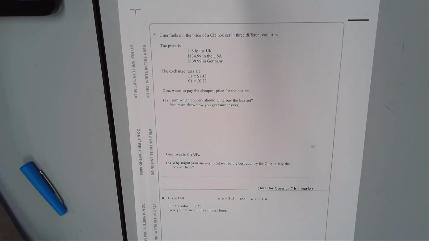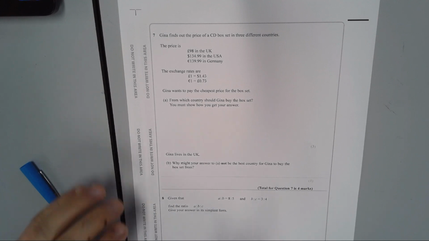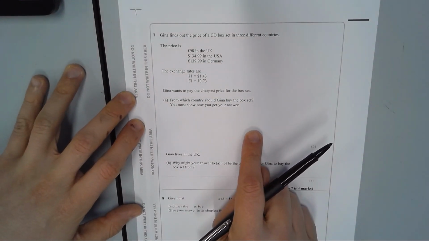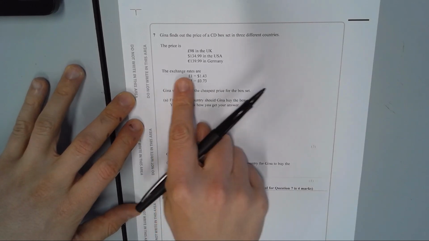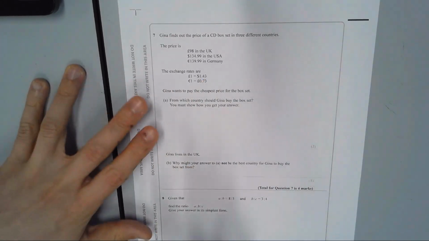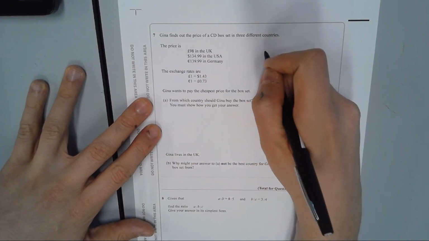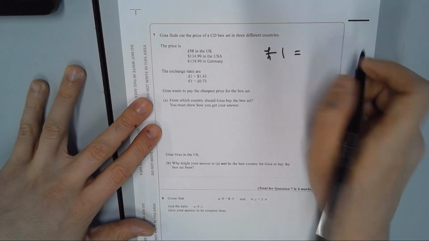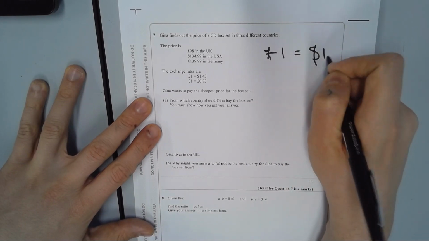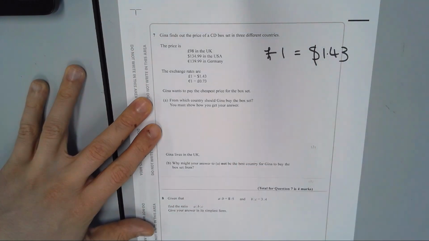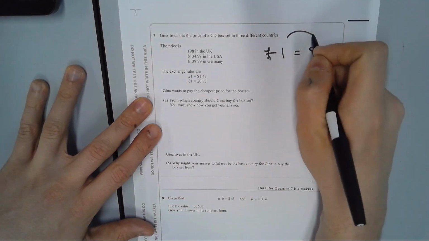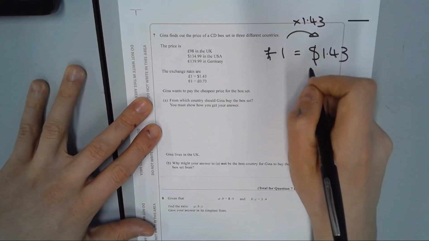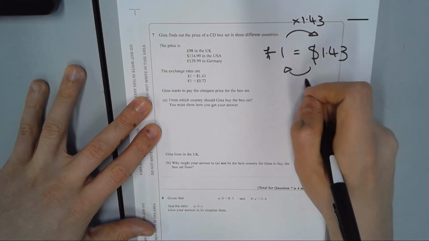Next up is our currency question here. So CD box set in 3 different countries, UK, USA and Germany. We're given some exchange rates here. When I get an exchange rate question, I like to just make it a little bit clear about what this means. So £1 is equal to $1.43. That means if we are converting from pounds to dollars, we are multiplying by 1.43. If we're going the other way, we are dividing by 1.43.